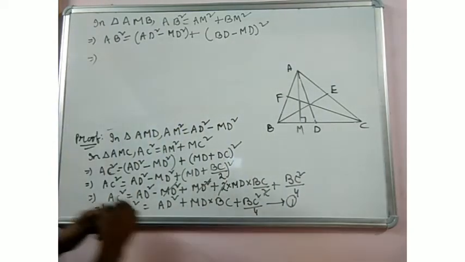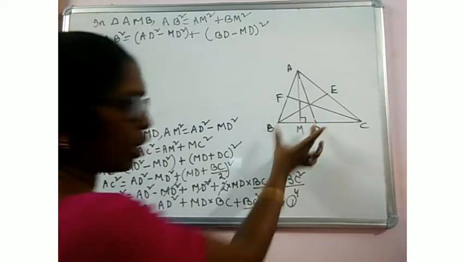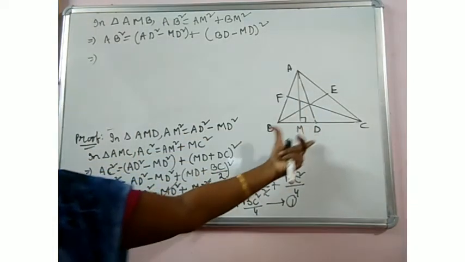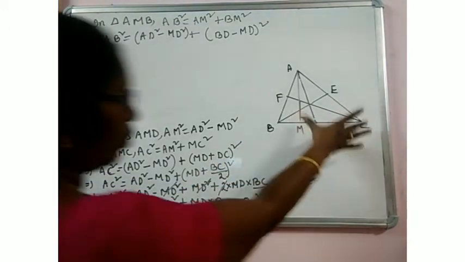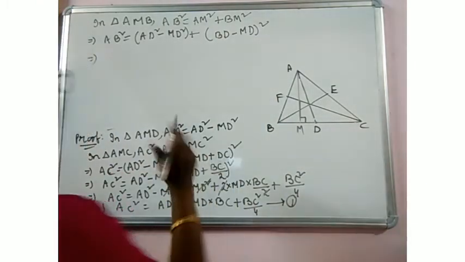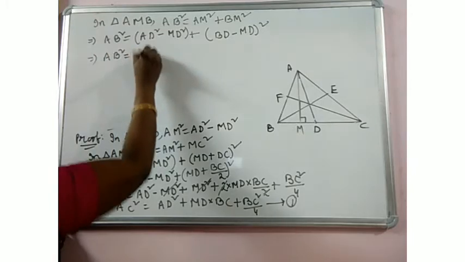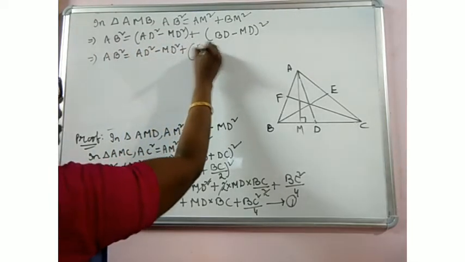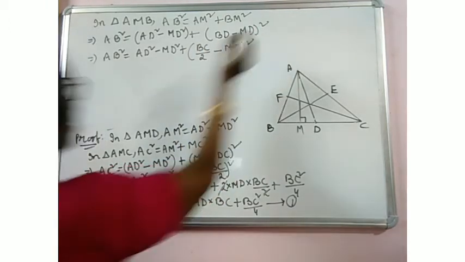Now we can see DC is BC by 2, BD is also BC by 2, because AD bisects the base. So BD and DC, each of them is equal to half of BC. So in place of BD, we'll write again BC by 2. So AB square equal to AD square minus MD square plus, in place of BD I am writing BC by 2, minus MD whole square.